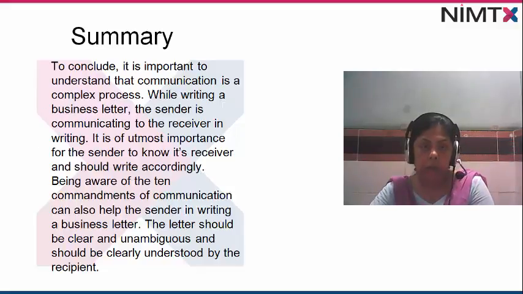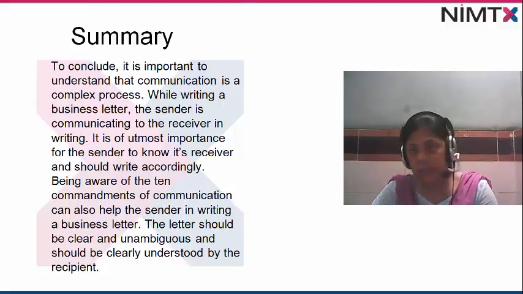Alright, so that's about it for writing a commercial letter. Let's see the summary here. To conclude, it is important to understand that communication is a complex process. While writing a business letter, the sender is communicating to the receiver in writing. People, we should understand that while communicating, there are many things that need to be kept in mind. There are cultural differences, there are language differences, there are many differences while writing or while communicating.